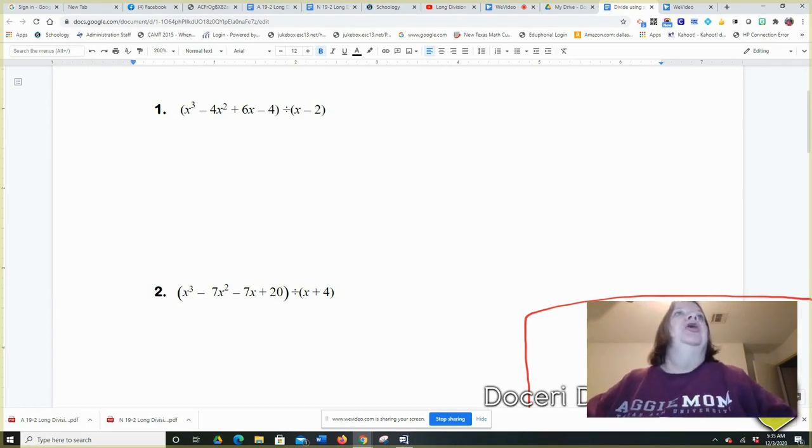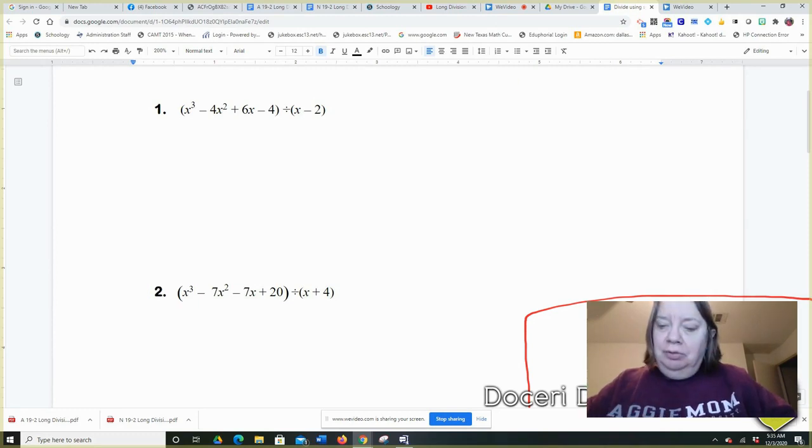Okay, so the first thing we're going to do, just like with long division, is check to see if we're missing any exponents. Your exponents, again, must be in descending order. If there are any missing, you have to put in a 0 for a placeholder. Here we have x to the third, we have x squared, we have x. So we're not missing any exponents, so we don't have to put in zeros for placeholders.